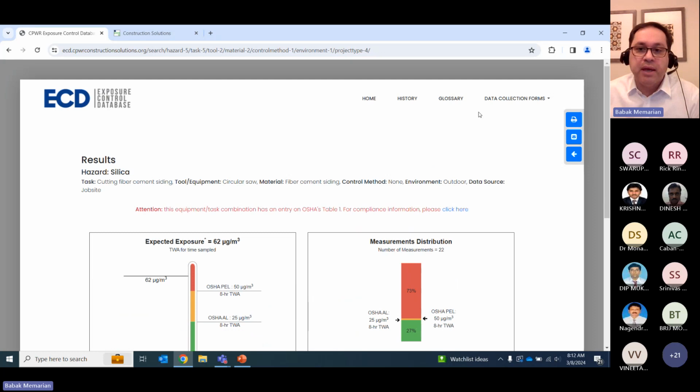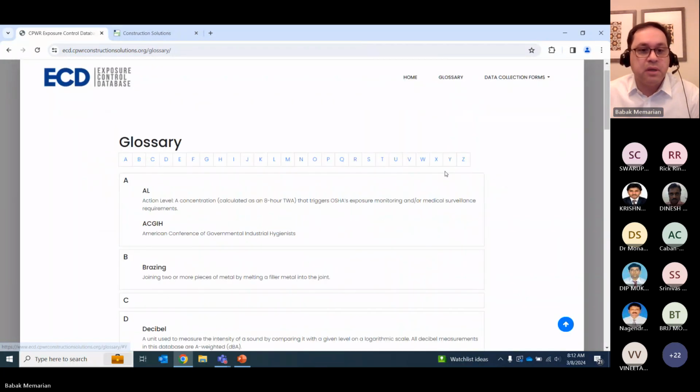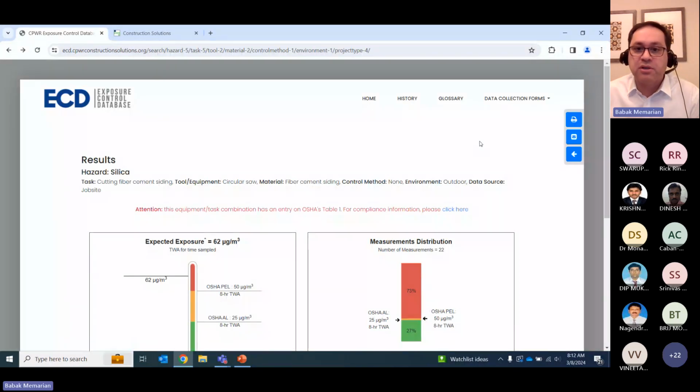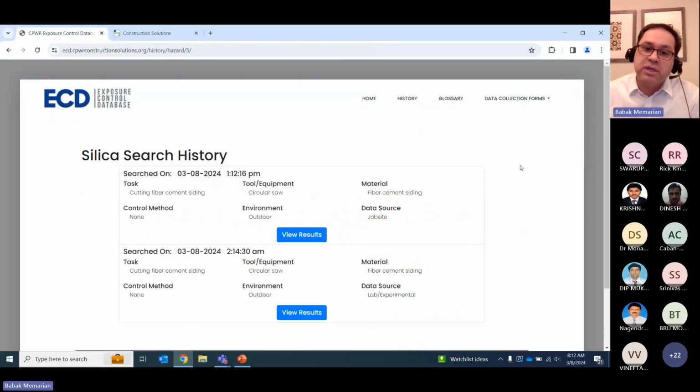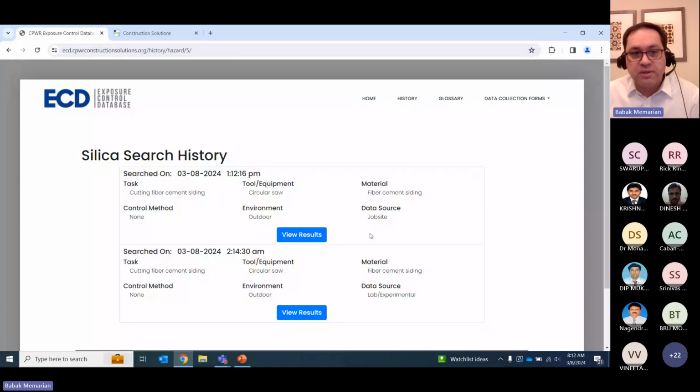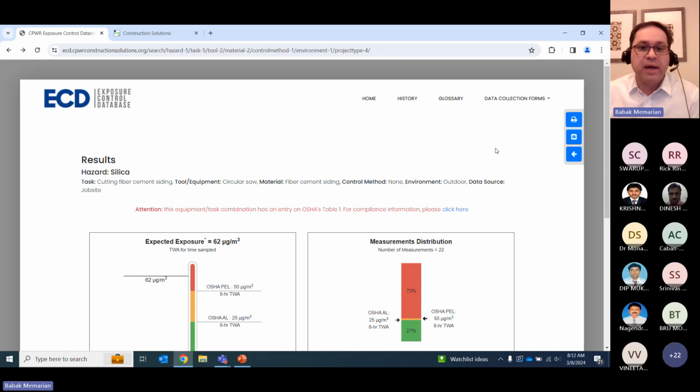On top of the page, we have a glossary, so you can click and see the terms that you want to get a better understanding of, the definitions and descriptions. With history, you can see the last 3 searches that you had conducted. For instance, this one was the first one. If you have done any other searches, you can go back and see what you had done. And we also have data collection forms that I will talk about a little more later. So these are features available on this page.